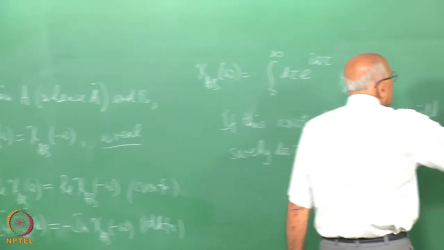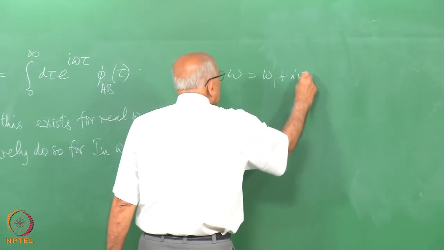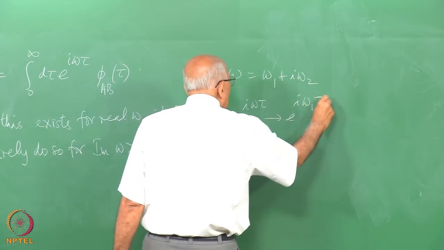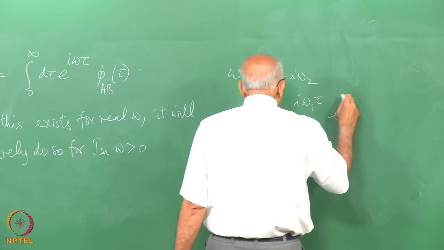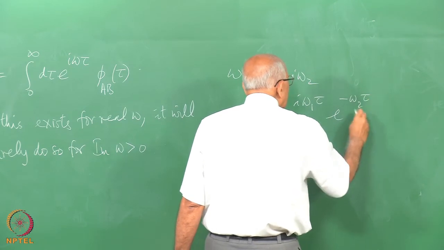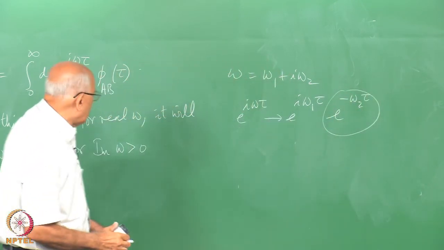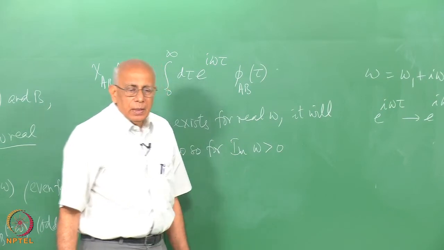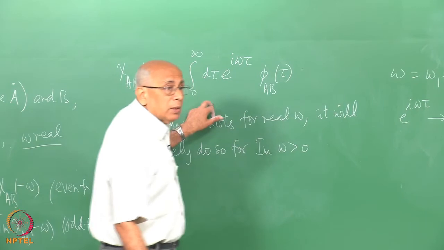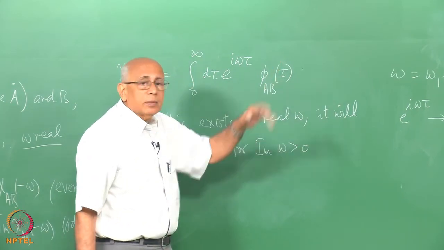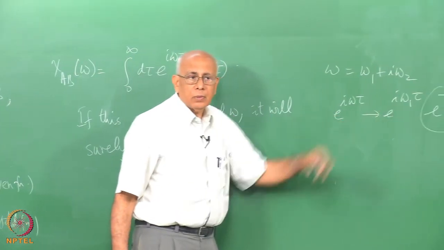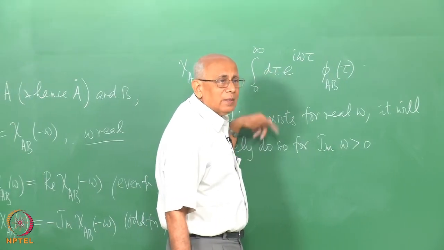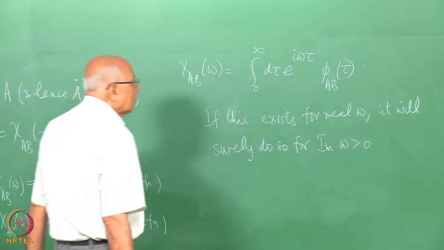If I put omega equal to omega 1 plus i omega 2, then this factor e to the i omega tau becomes e to the i omega 1 tau times e to the minus omega 2 tau. So there is an extra damping factor provided omega 2 is positive. Omega 2 is the imaginary part of omega, and if it is positive, then since tau runs only over positive values, you are guaranteed that this provides you with an extra convergence factor. It is crucially dependent on the fact that tau runs only over positive values. If tau had gone to minus infinity, then it is finished, you cannot do this. Okay.